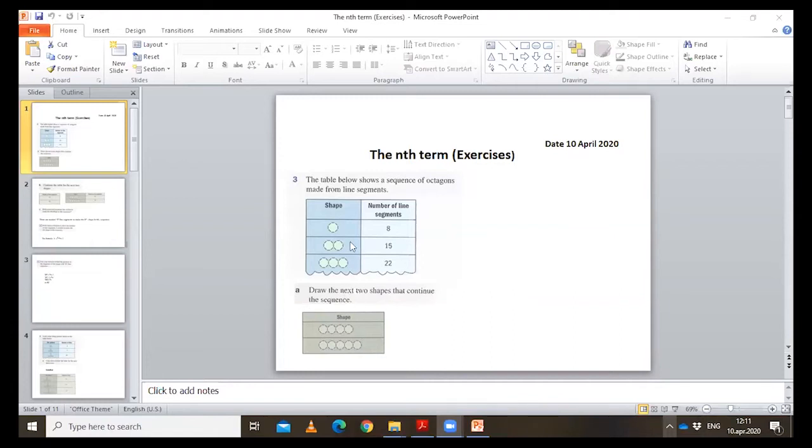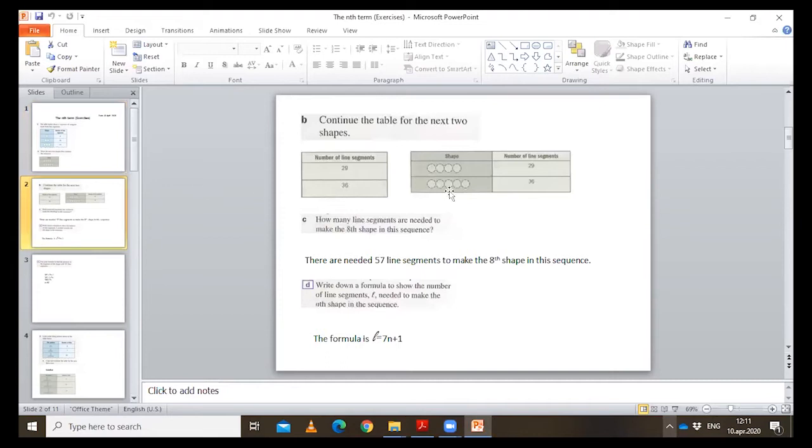Up to now we had 1, 2, 3 for the fourth, and for the fifth sequence, we simply have to add only one octagon respectively. So four octagons for the fourth sequence, 5 octagons for the fifth sequence. What about their line segments? Their line segments, of course, will have a common difference, 7, as we said above.